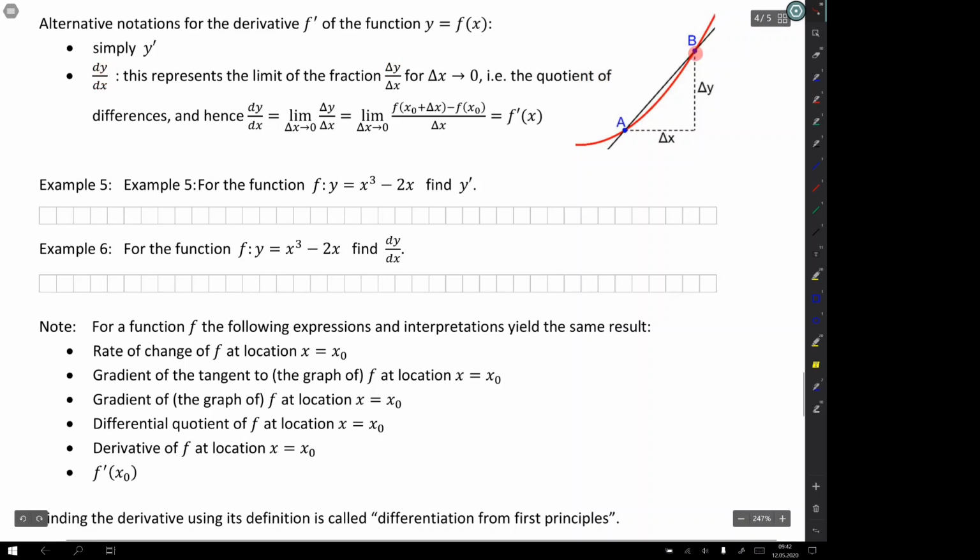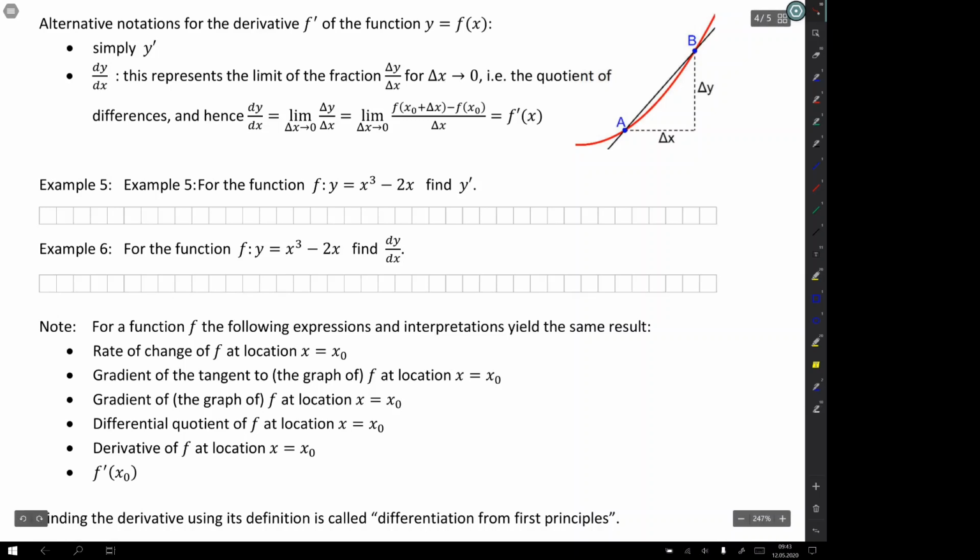And just remember, delta y divided by delta x is the gradient of this line through a and b. And when delta x goes towards 0, then this delta y divided by delta x, this dy by dx, is then just the gradient of the tangent. So that's why it makes sense to use this notation. Dy by dx is then just this limit, so f dash of x.